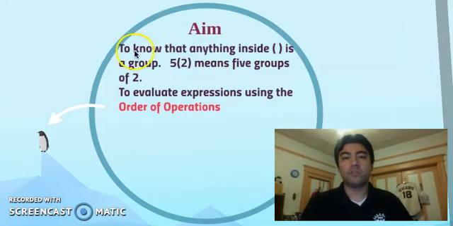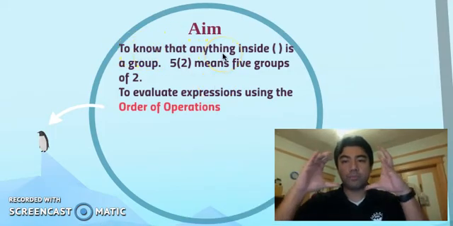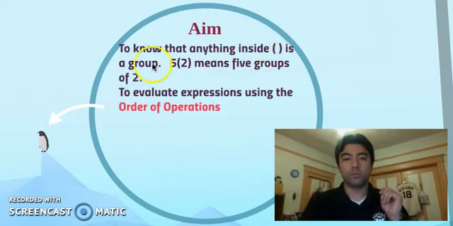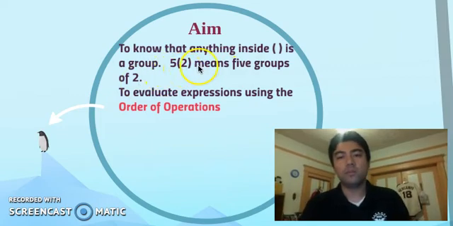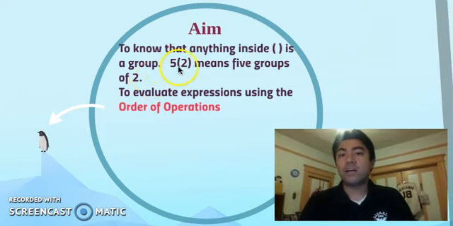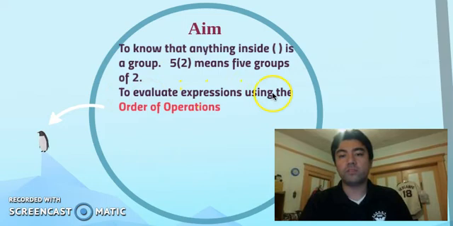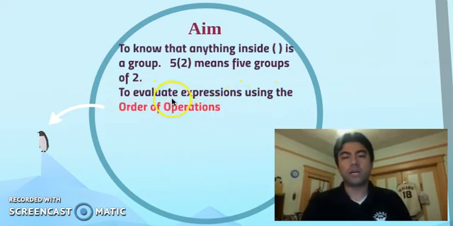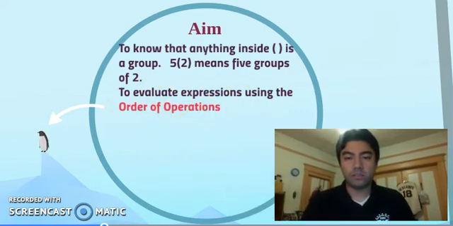Our first goal is to know that anything you see inside parentheses is a group. So for example, if you have 5 right next to parentheses and a 2 inside, that means 5 groups of 2. So 5 parentheses 2 means 5 groups of 2. Sometimes we also say 5 times the quantity of 2. Okay. And then our second goal for today is to evaluate expressions using the order of operations. So we'll talk about what evaluate means later on as well.